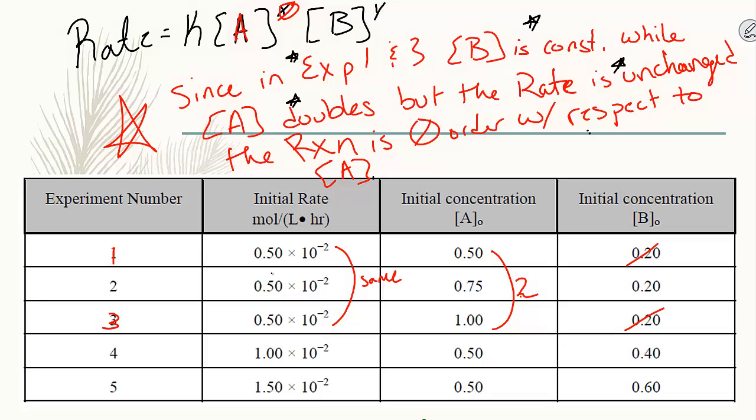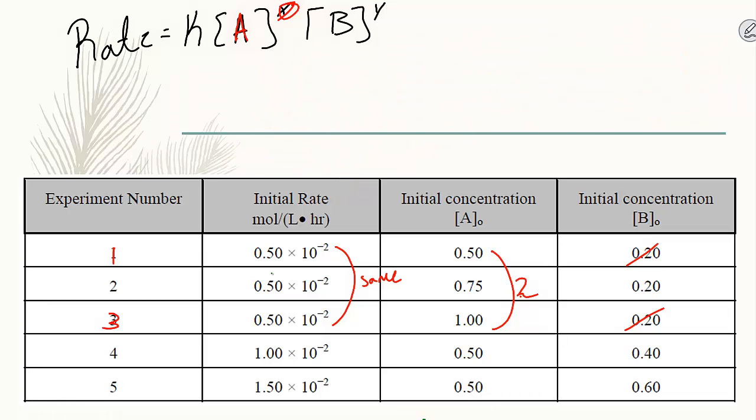On a multiple choice, obviously it's irrelevant. You don't have to explain yourself, but in a free response setting, table logic requires you to say things explicitly to explain your logic. Let's move on and find order with respect to B. In experiments 1 and 4, A is constant while B doubles. So what happens to the rate? It looks like the rate also doubles. So when the concentration doubles and the rate matches, that's first order.